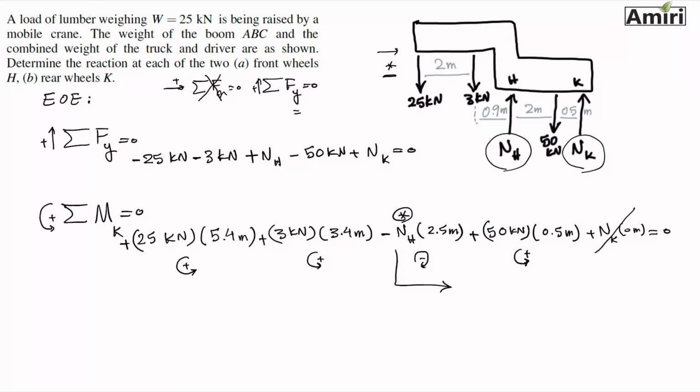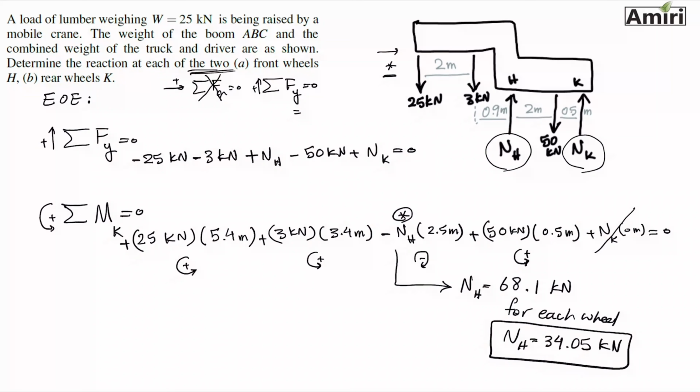If you do the math, which I did before recording this video, N H would be 68.1 kilonewtons. Remember, this was for 2 wheels. It says find each of the 2 wheels. So for each wheel, this answer is going to be 34.05 kilonewtons. Maybe we could have marked it as 2N H and then just find N H. However you want to address that, just remember what I put on the diagram was for 2 wheels. This is for each wheel.